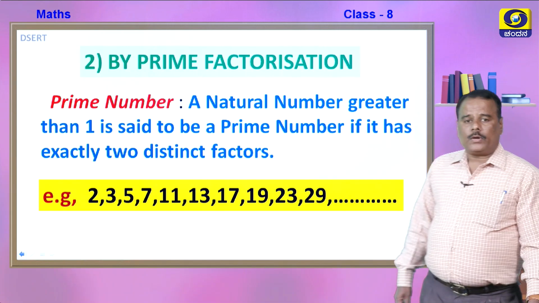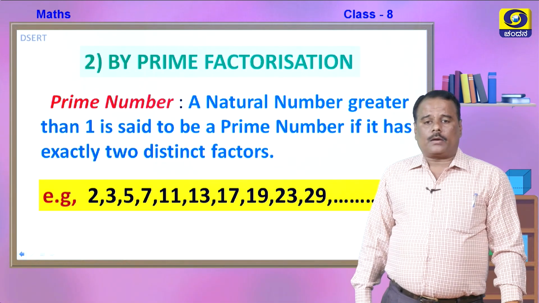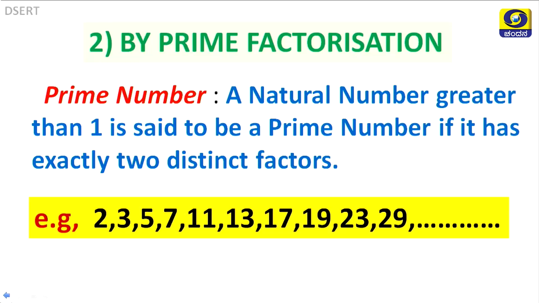So, let us go for the second method, which is called the prime factorization method. Before we go to this method, we should understand two things. One is what is meant by prime number. You are already familiar with prime numbers, and another thing you have to know about is factorization, that also you know very well. So, the combination of these two we have to understand.